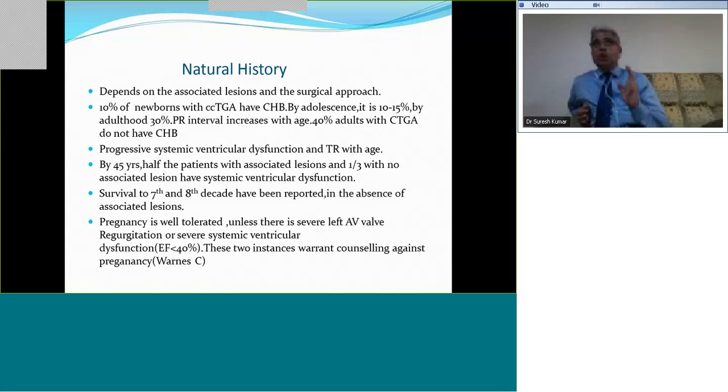For women, pregnancy is well tolerated unless there is severe left AV valve regurgitation or a systemic ventricular dysfunction with an ejection fraction less than 40%. And these two instances would warrant counseling against pregnancy. Otherwise, they can tolerate pregnancy.